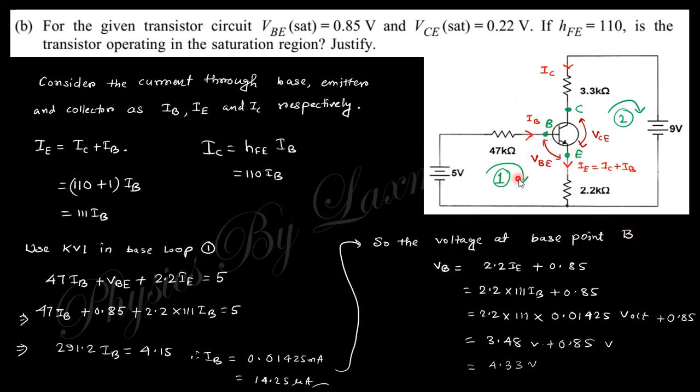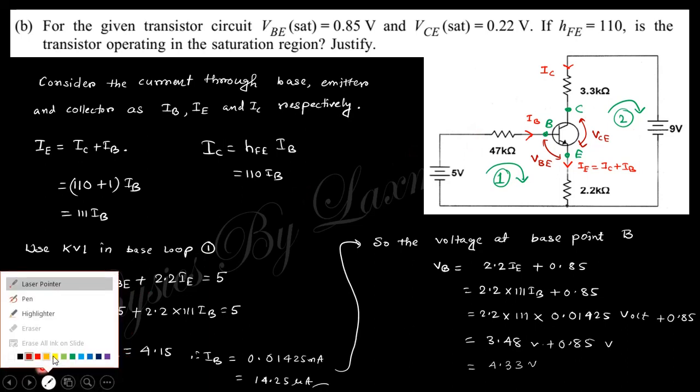So the voltage at base point B is nothing but this current into resistance plus 0.85 volt. Or you can also get the same value as 5 minus 47 into IB. If you calculate this value, you will get the same result.